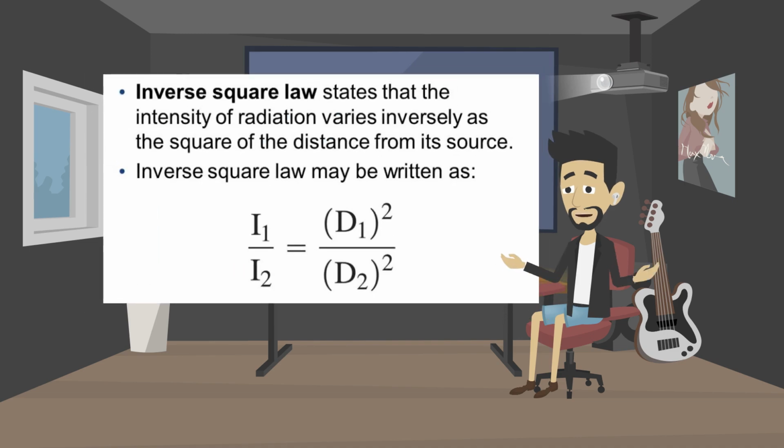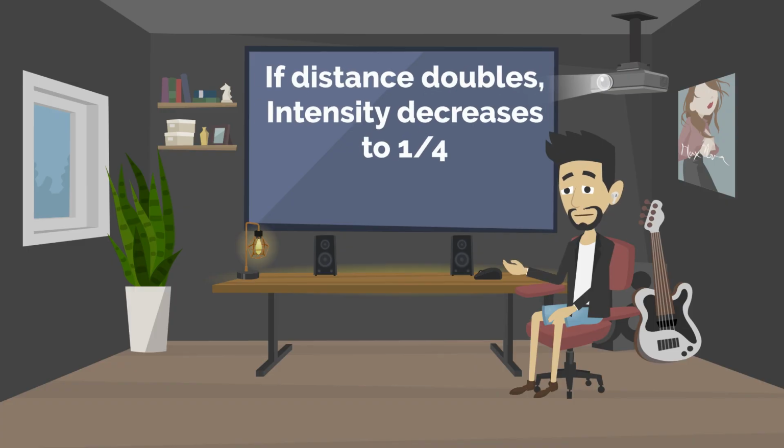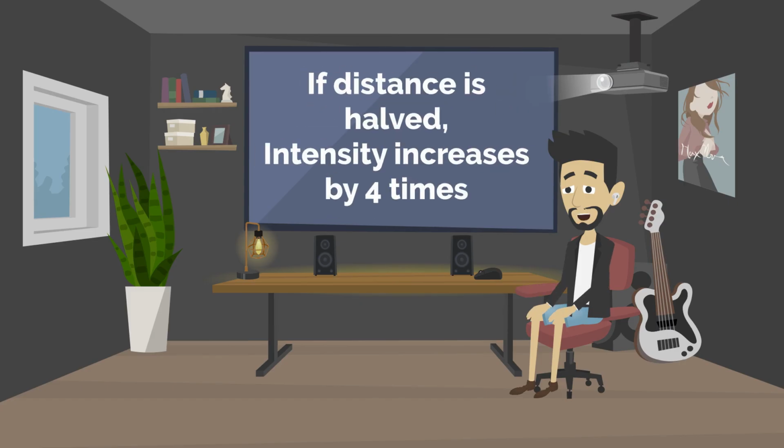Keep in mind, for all SID calculations, the distance is always squared. As the distance increases, the intensity decreases, and vice versa. This makes sense because the further away the X-ray tube is from the patient, the less intense the beam will be. For example, if the distance were doubled, the intensity would decrease to 1/4 of the original intensity. If the distance were reduced 50%, the intensity would increase by 4 times.